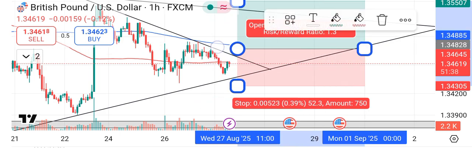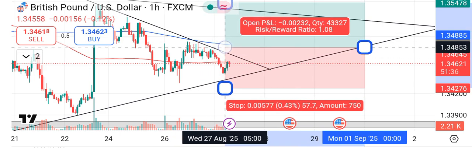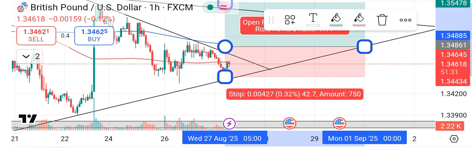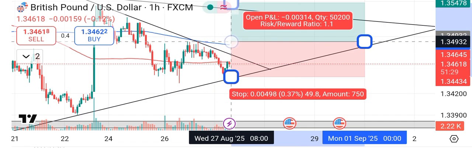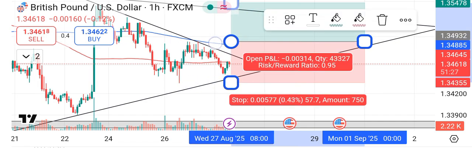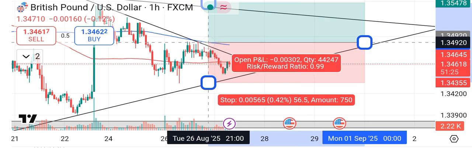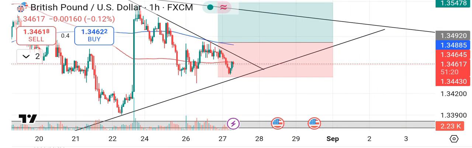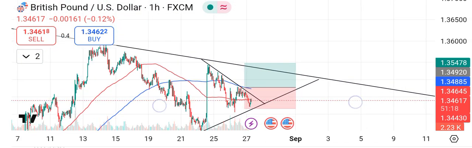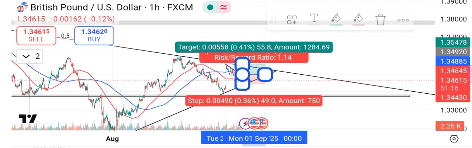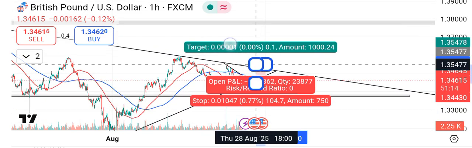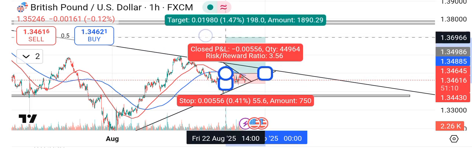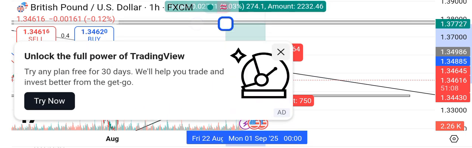Remember, the entry is the demarcation line between the red and the green color. That's where my entry is. So if you can get a breakout around here, to this extent, we'll place our stop loss just slightly below this area. And then we'll target the high back. We'll target the profit back to this higher resistance level.